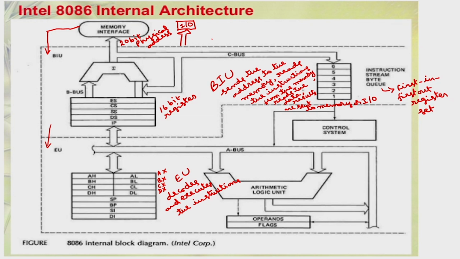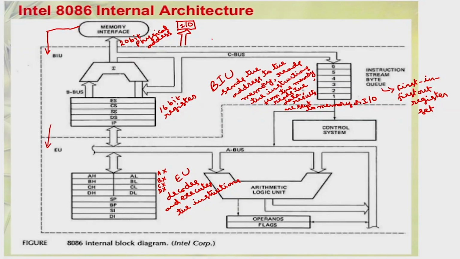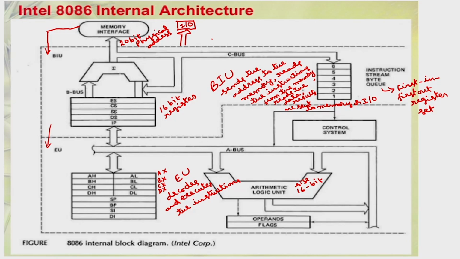Then the arithmetic logic unit performs all arithmetic and logical operations. The size of the arithmetic logic unit here is 16-bit, because this is a 16-bit microprocessor. So, the size of the ALU decides how many bits the microprocessor is. Then we have some flags, which I have already explained. To compute all these operations, we require a control system. This is about the internal architecture. Most of the blocks we have already discussed while discussing the various microprocessor operations.